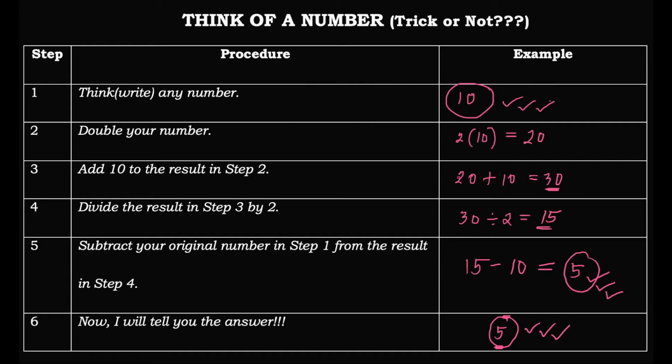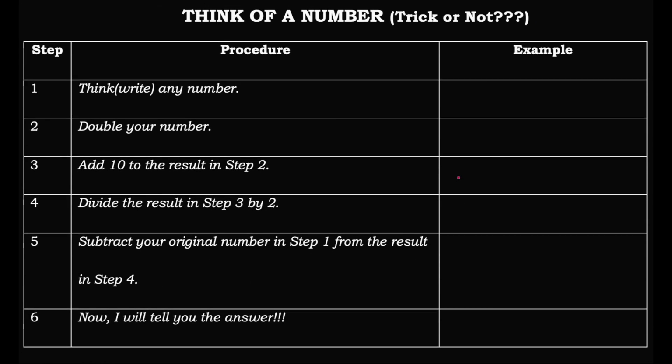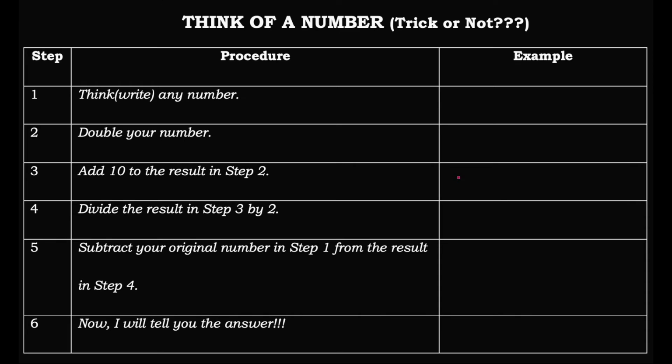Let's try another one. Think of a number. Let's repeat the process. Think or write any number. Any number. My favorite number is, of course, 31. I will choose 31. And step number 2 says double your number. So I will double or multiply my number by 2, and my number is 31 times 2.